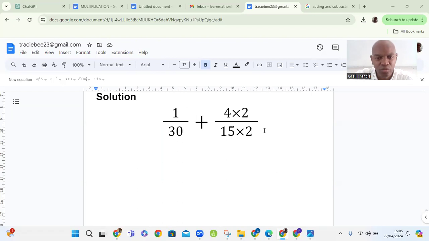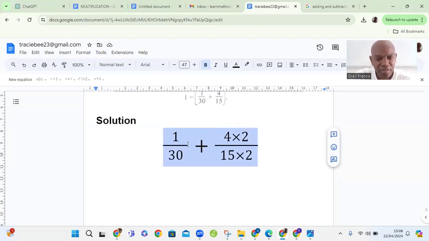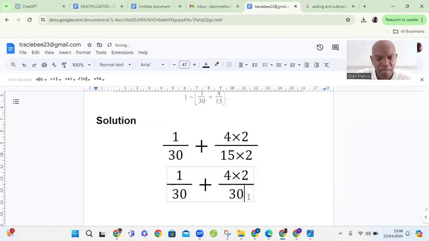So as you can see, to achieve a common denominator, we can simply multiply the fraction 4/15 by 2, both the numerator and the denominator. So 15 by 2 will give us 30, and 4 by 2 will give us 8. So 4/15 has been converted to a similar fraction, which is 8/30, which has a common denominator of 30, the 1 and the 30.